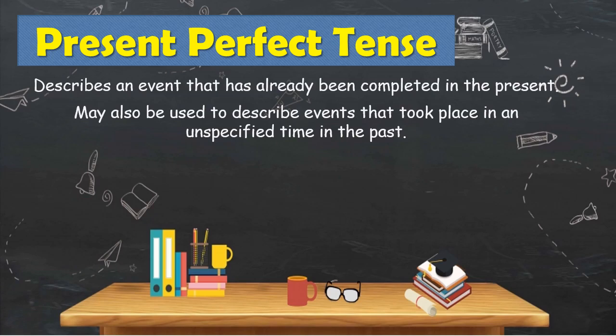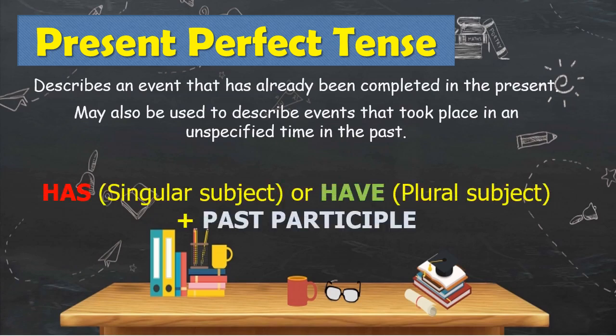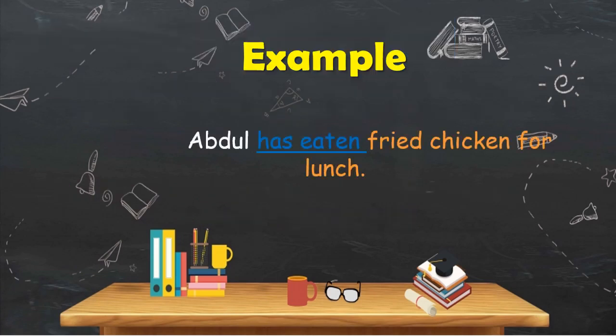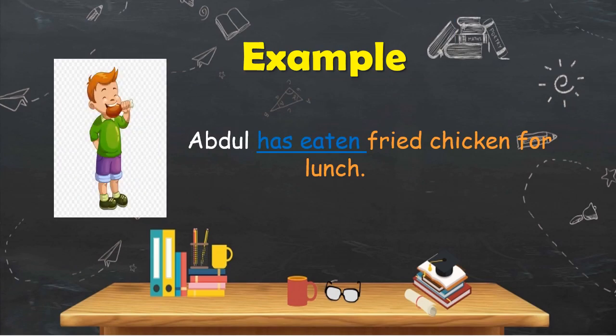To form the present perfect tense, we're going to use has for singular subject or have for plural subject plus past participle. Example, Abdul has eaten fried chicken for lunch. Abdul, our subject, is singular, so we use the helping verb has plus the past participle of eat, which is eaten.